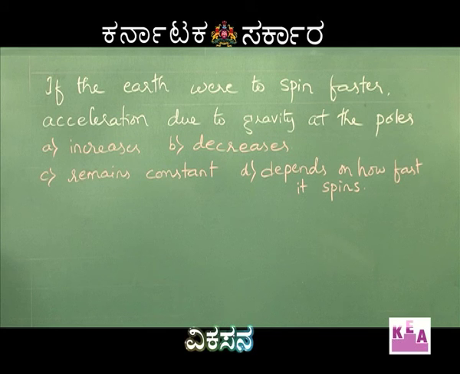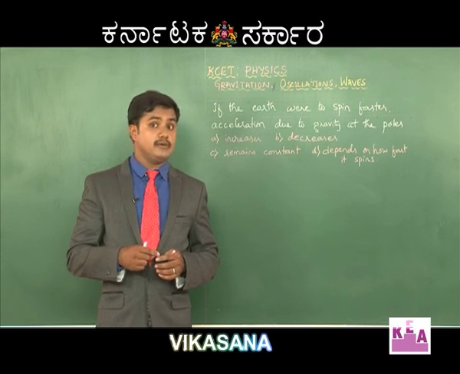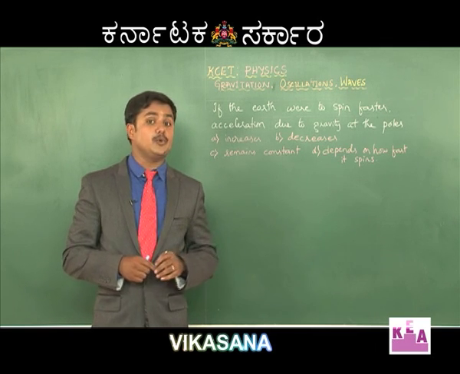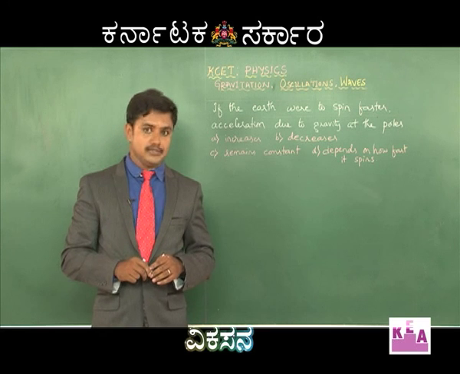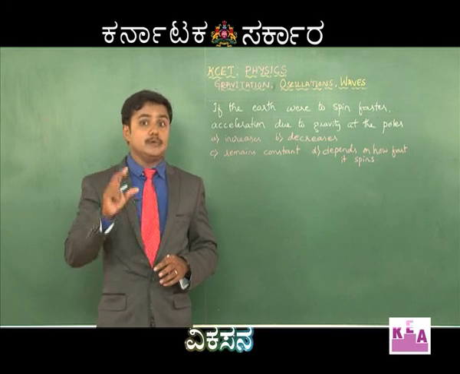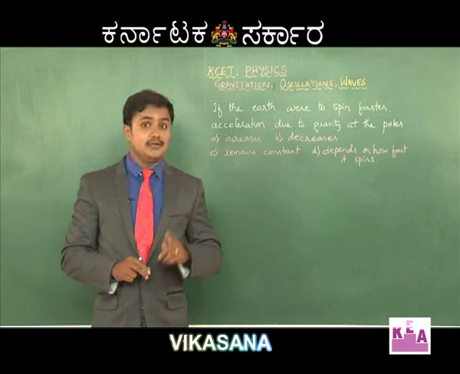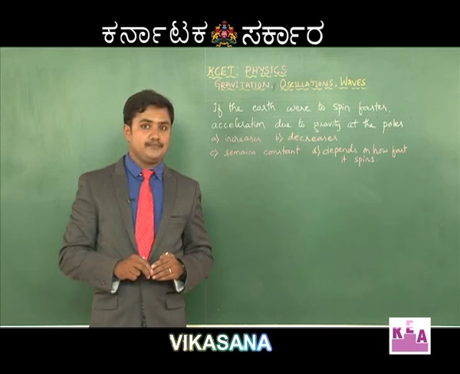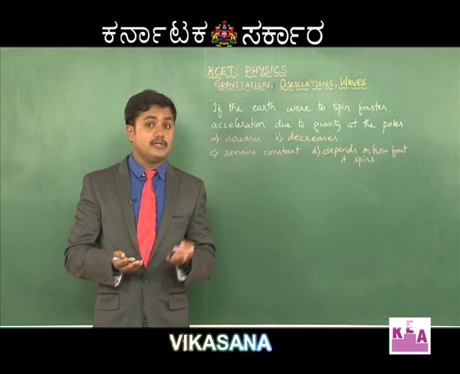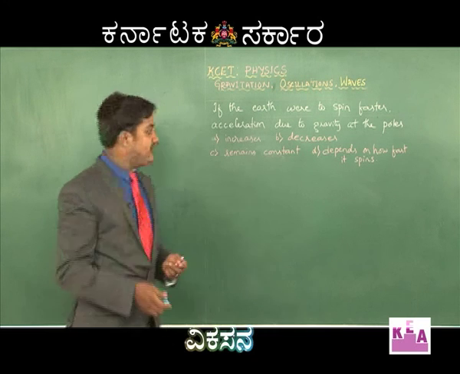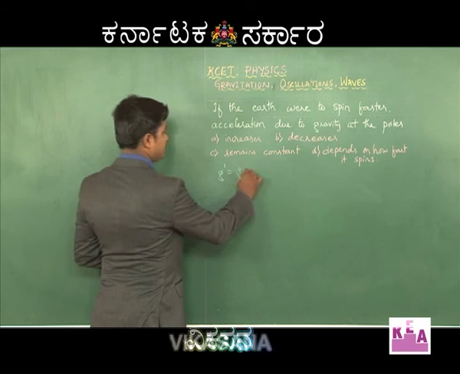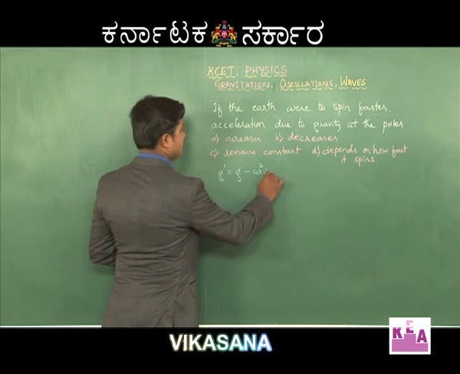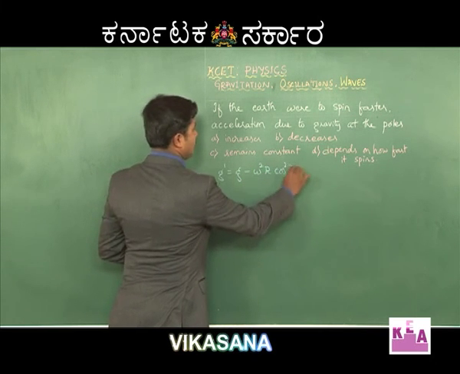Dear students, this problem is based on the variation of the value of g, acceleration due to gravity, due to the angular velocity of earth, that is due to the omega of earth about its own axis. And we need to know the expression for the variation of g. g varies with omega according to the expression g dash is equal to g minus omega square r cos square lambda.